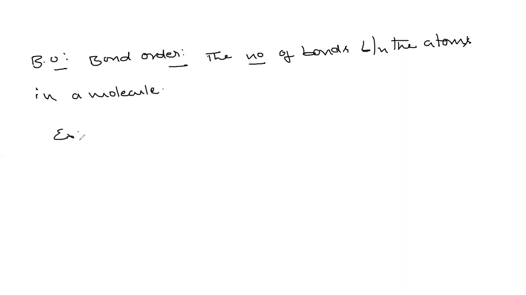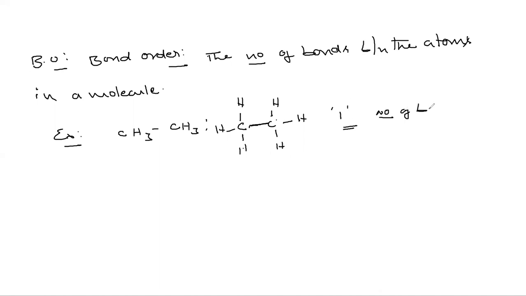For example, let's see, I'm writing CH3, CH3. If I write this structure clearly, I will get it like this. So the bond order between carbon and carbon is 1. That is, the number of bonds between carbon and carbon is 1.